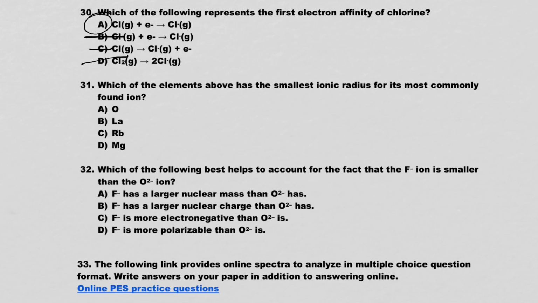31. Which of the elements above has the smallest ionic radius for its most commonly found ion? Okay, so we really have to look at these. So we've got O2 minus, La, you have to find where that is. Lanthanum is in the 6th period. That is going to be large, so we don't even have to worry about that. Rubidium is Rb plus, but when it loses that one electron, it is like krypton. And krypton has 36 electrons. Okay, so krypton is in the 4th period. So it has electrons in the 4th energy level.